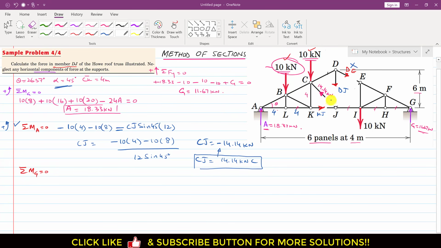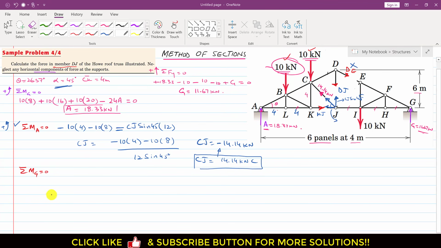So again we will consider the components of this Cj member at this particular point J. If this Cj force is acting in this direction, it will have two components. It will have one component at this particular point J in this direction. So this is that Cj member force, and this angle is 45. So this is the sine component, Cj sine of 45, and this one is the cos component.